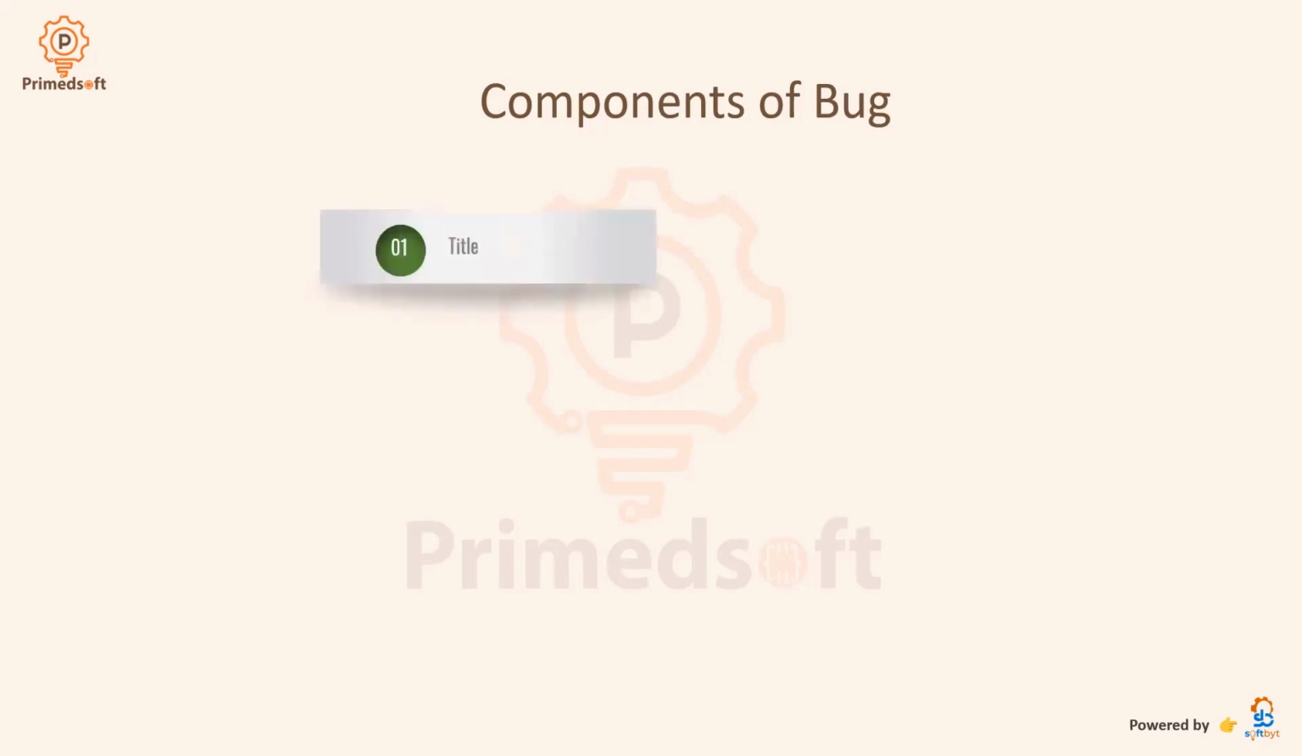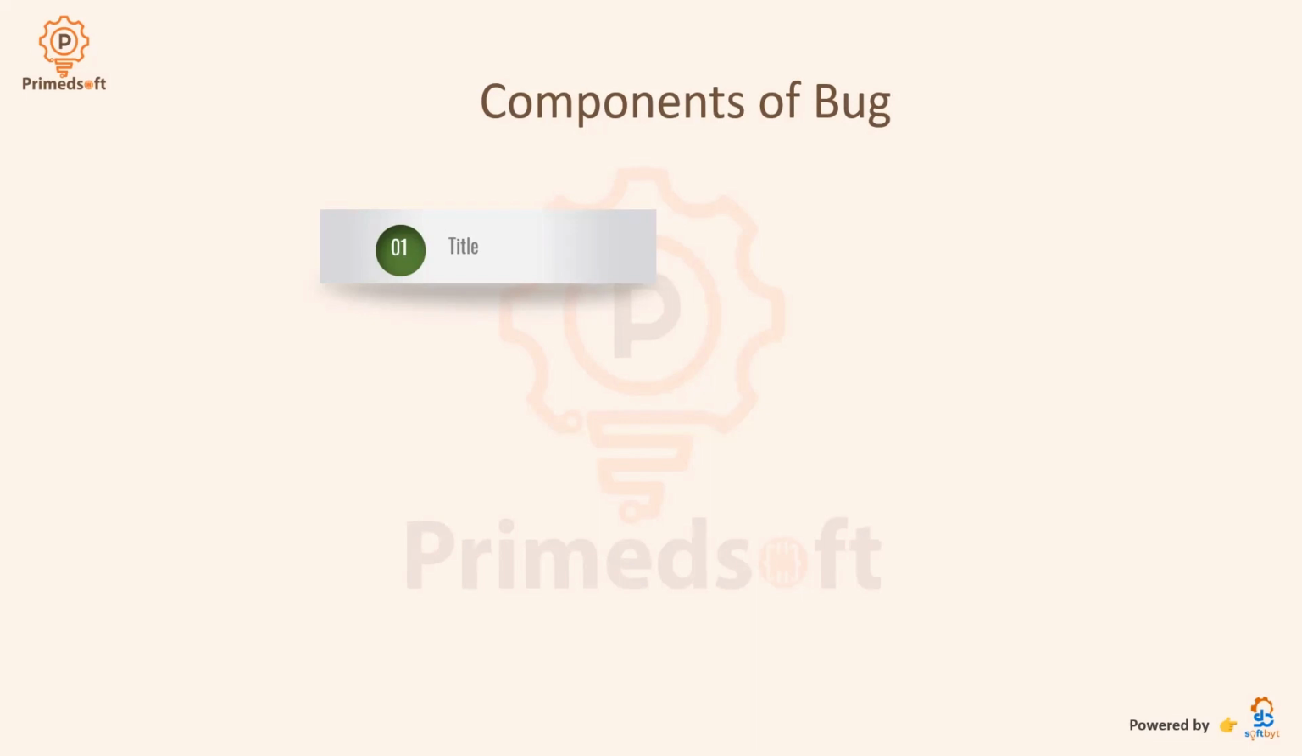We'll go through the components of bugs, right? The first one is title. Once you've found a bug, you need to give it a title that makes sense. You need to give it a title that is concise and descriptive, one that summarizes the nature of that bug, right?